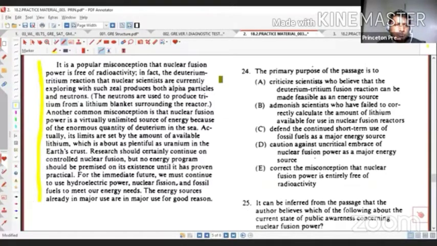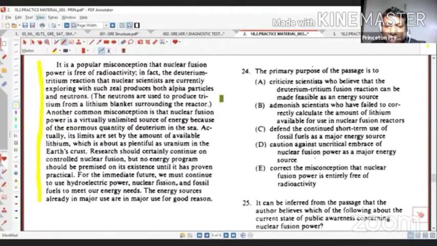Okay, so what we read about fusion: they're suggesting that it's better not to use fusion until we can come up with a very controlled fusion process. It's better to go with fission, hydroelectric, and the fossil fuels.